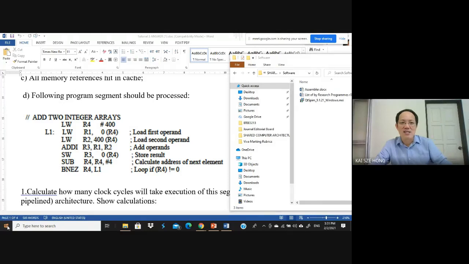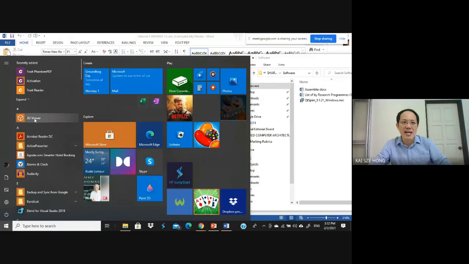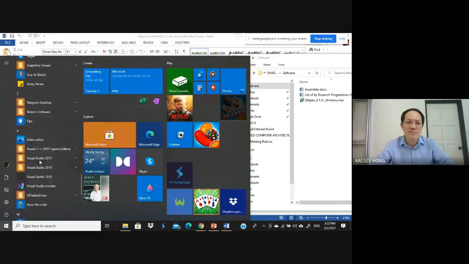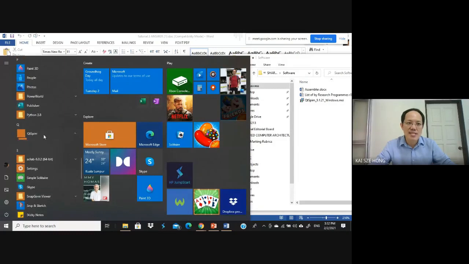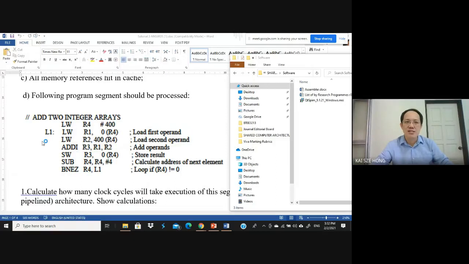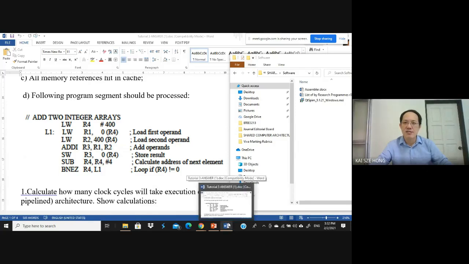Okay. The other day I think I have shown you the SPIM, QtSpim. Okay, let me go to the QtSpim. This one is actually the MIPS simulator for the MIPS processor. I'm going to show you the instructions there. But no matter how, I think it should be a MIPS. Yeah, let me show you the example. Then you decide whether it's a MIPS or not.